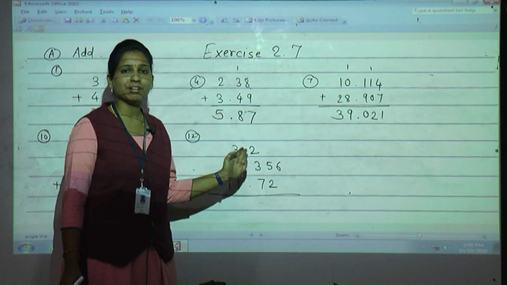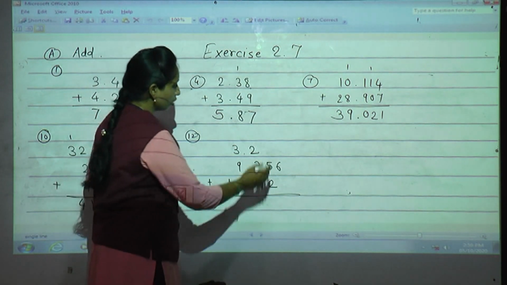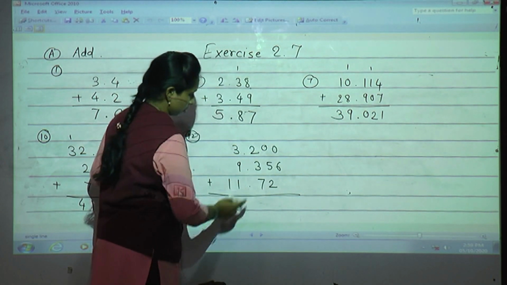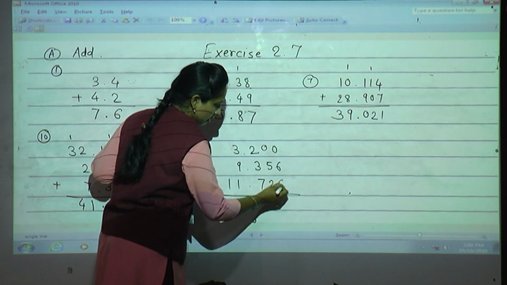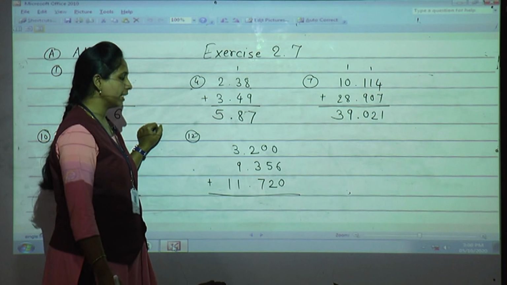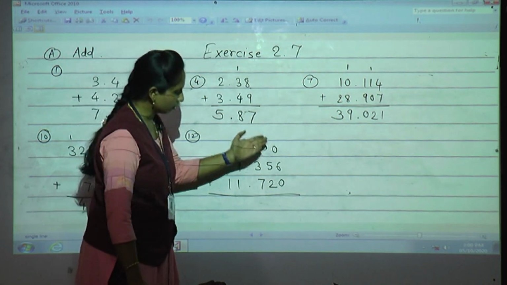What you have to do? You have to convert into like decimals. So you just need to add 2 zeros to 3.2, so it becomes 3 decimals. And for the number with 2 decimals, if you add 1 zero, it becomes 3 decimals. Now you can add easily.